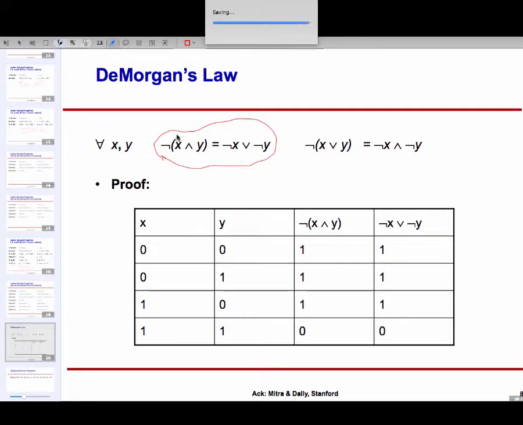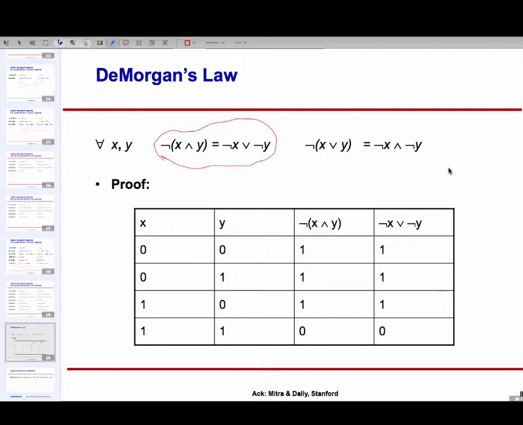So x and y, there are 4 possible cases. x, y both 0, 0, 1, 1, 0, 1, 1. And then I can list what the left-hand side value will be and what the right-hand side value would be. And you would see that the 2 columns are identical. And therefore, that statement must be true. And you can do the same thing for the right-hand side version also.